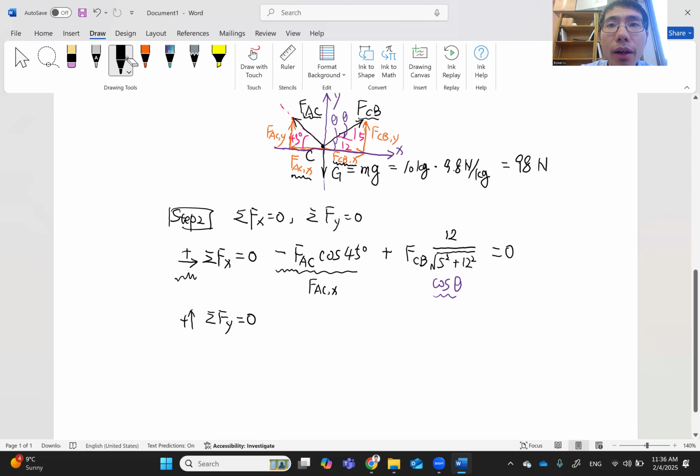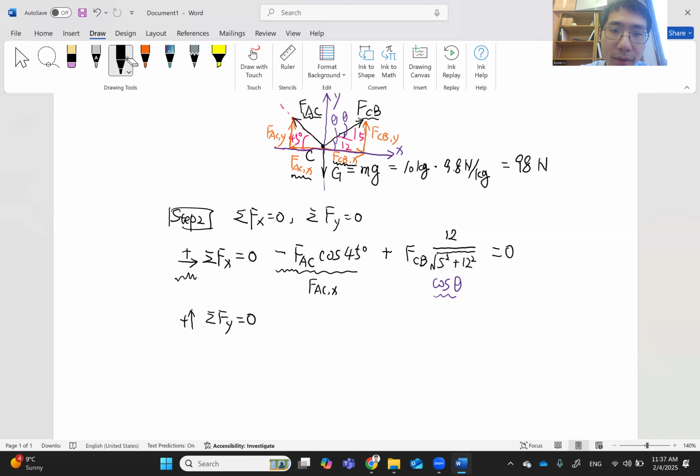Okay, so now we can go ahead and include all forces that we have along the y direction. And what do we have along the y direction here? By looking at the free body diagram, we have FACY, right? It is the y component of force AC. We have FCBY, which is the y component of FCB. And what else here? Please don't forget we have gravity also along y here. Okay, let's include them one by one.